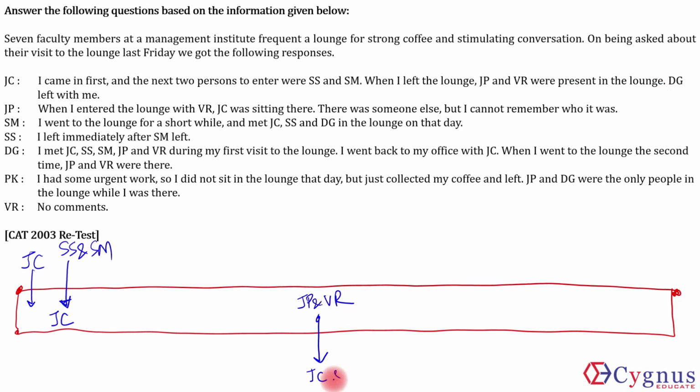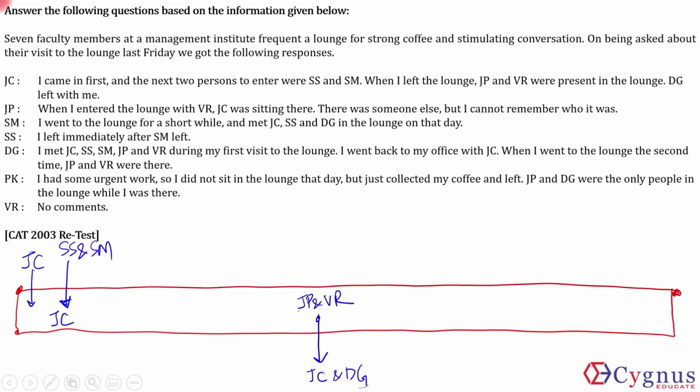DG left with me. So DG left with JC. That means, since DG left with JC, DG must have come sometime here between SS and SM and JC leaving. DG came somewhere in between, and JP and VR would also have entered somewhere here. Okay. And at this moment, SS and SM are neither present in the lounge nor did they leave with JC. That means SS and SM would have left sometime before JC left.